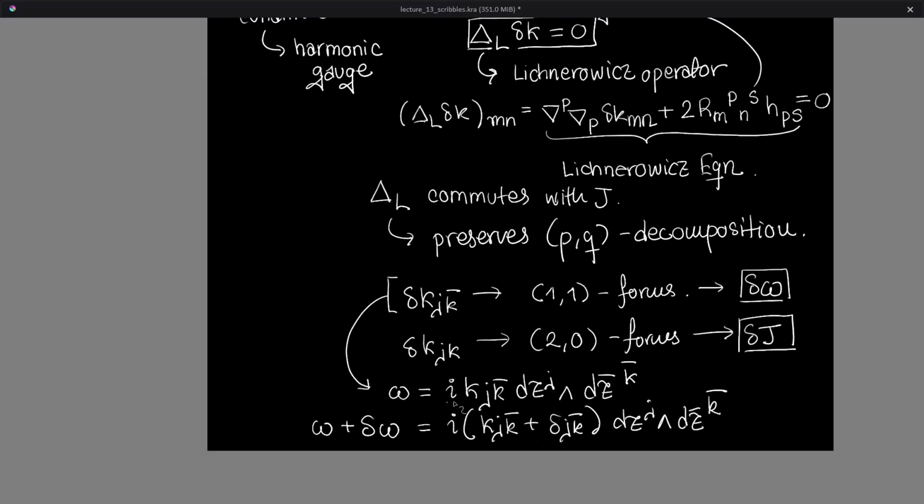And we know that this first part gives us this, so that means this second part must be, oh, I wrote delta. That should be delta k. The delta k jk bar part must be this guy. So that's how we know that this is dependent on just the deformation. Okay, so what does that tell us?